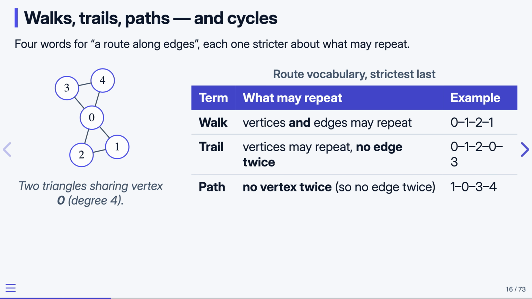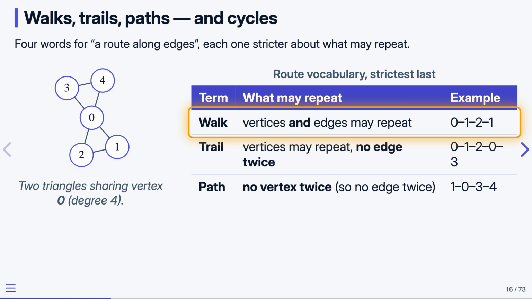There are 4 words for a route along edges. Each one is stricter about what may repeat. This figure is 2 triangles that share vertex 0. Vertex 0 has degree 4, so 4 edges meet there.